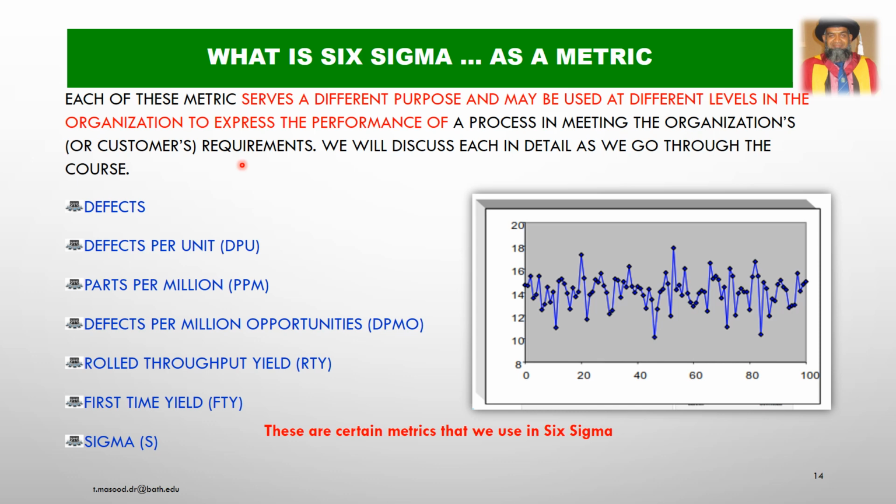What is Six Sigma as a metric? As you can see here, it is used to serve different purposes and may be used at different levels in the organization to express the performance of the process, meeting the organization requirement or customer needs. The graph here is showing the different deviation at different levels. To measure the deviation, we use different methods and different units like defects, DPU, PPM, DPMO, RTY, FTY, and Sigma. These are the different units to measure the deviations or quality parameters when you need to determine how the system is performing. These are certain metrics that we use in Six Sigma to measure different types of metrics.